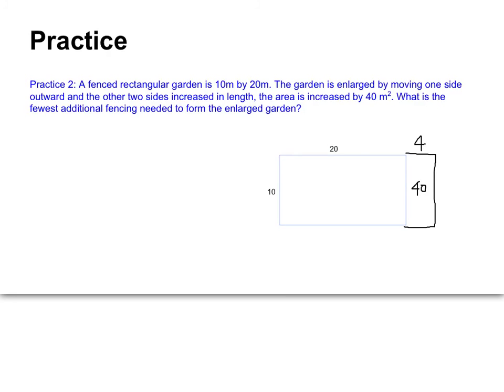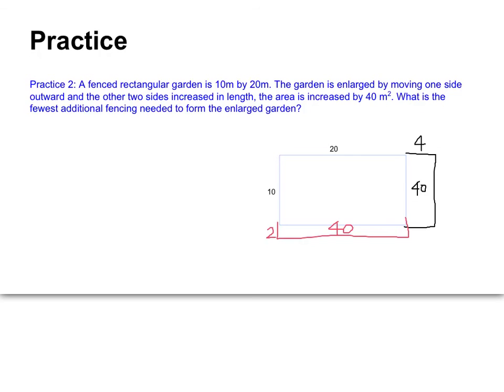However, there's another way to enlarge the garden, which is going this way, going down. So I'm going to use a different color to illustrate that. We can also increase the garden like that. And again, this part is 40, but this 40 comes from this additional fence times this side, which is 20. So 20 times this has to be a 2 to get you 40.